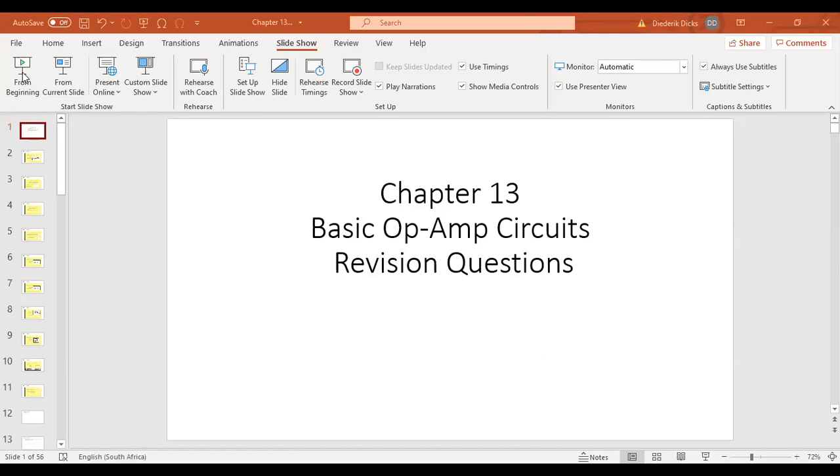Chapter 13, Basic Op-Amp Circuit. I'm going to go through a couple of revision questions.